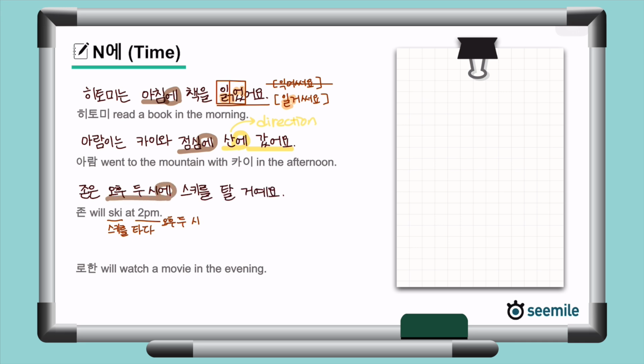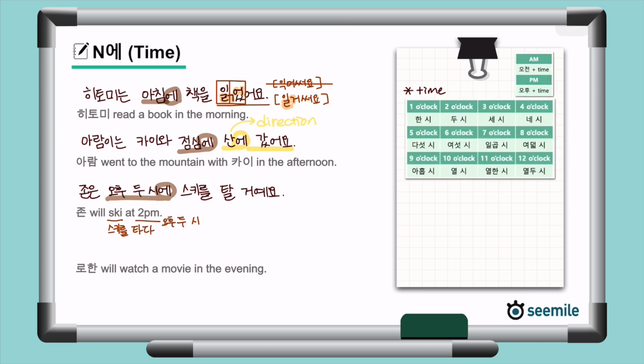Well, you may wonder how to say the time, starting from 1 o'clock to 12 o'clock in Korean. For right now, please refer to this chart, but you'll learn more about this in detail later in the class. Next, 로하는 저녁에 영화를 볼 거예요.